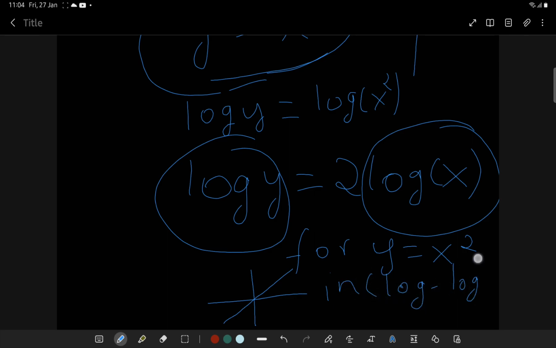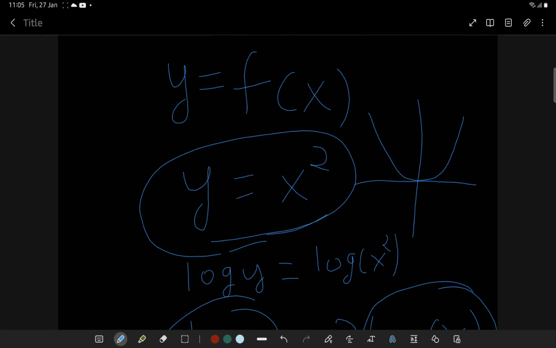This one is the log graph, and this one is the normal graph. So now let me go into the plotting of this log graph.